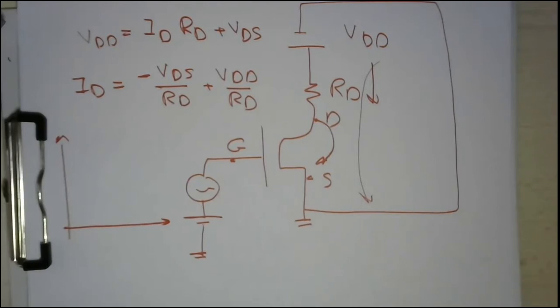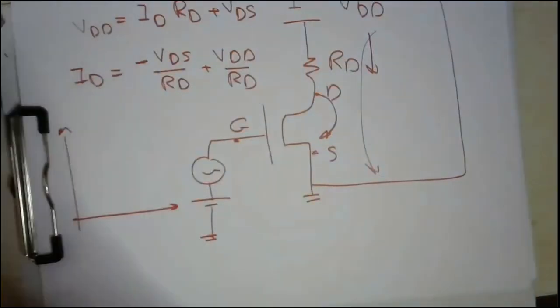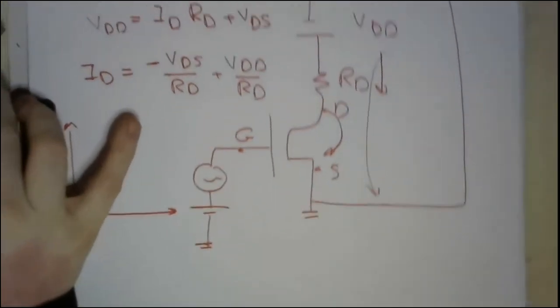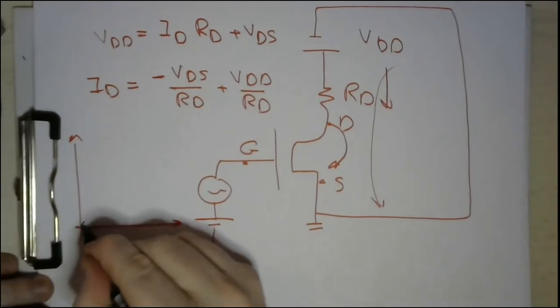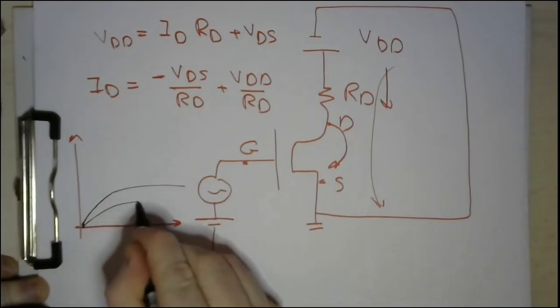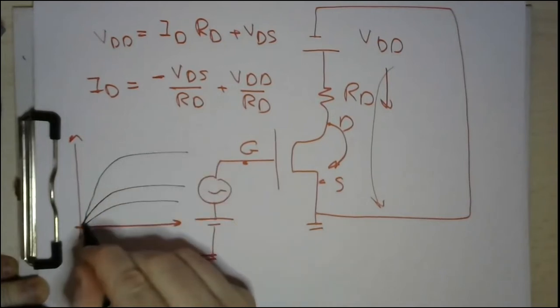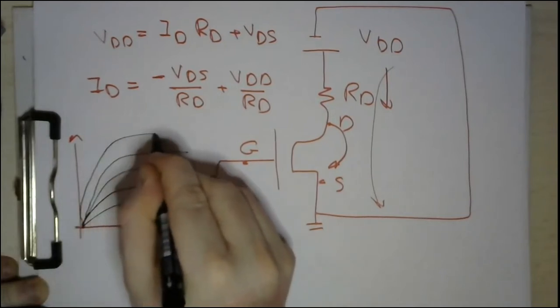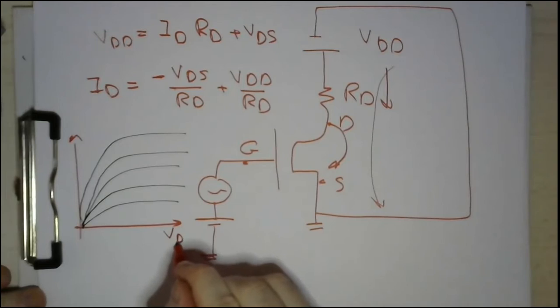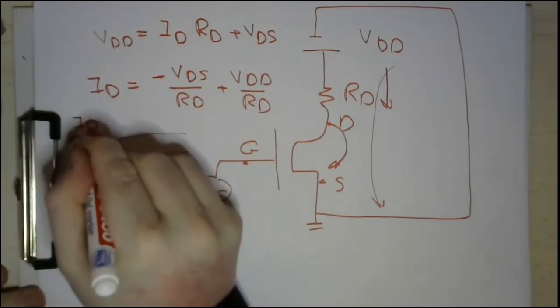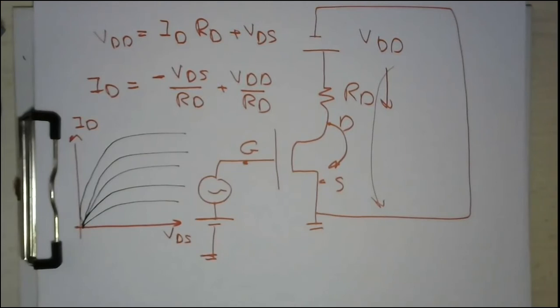So let me use another color. For example, this one. So if you remember these curves, representing on the x-axis VDS and on the y-axis ID. Okay, accordingly, this is the IV characteristic curve, which is related or reflected to a certain MOSFET.